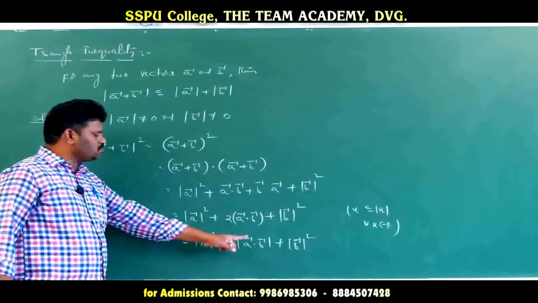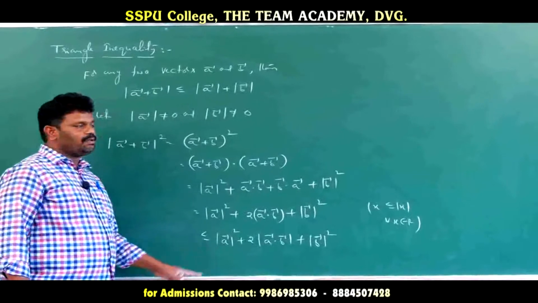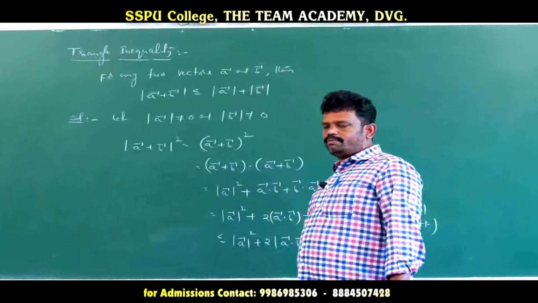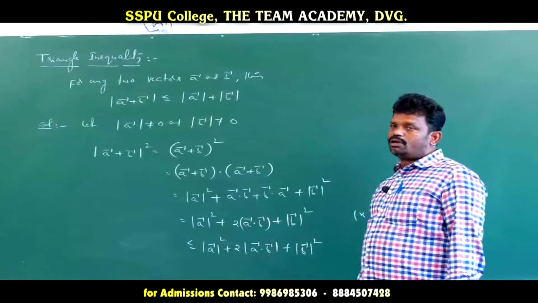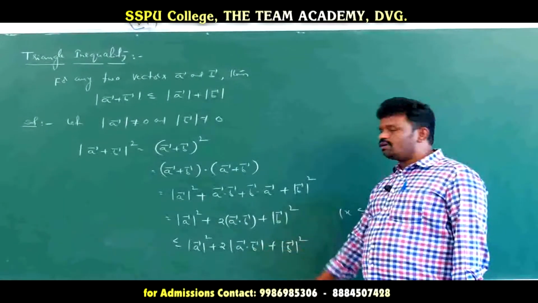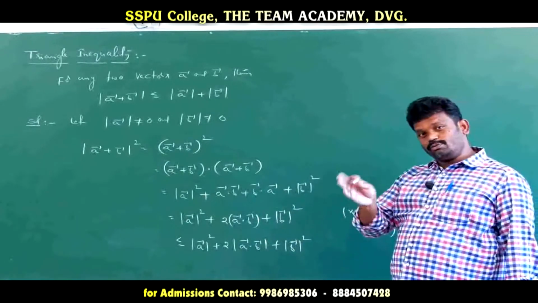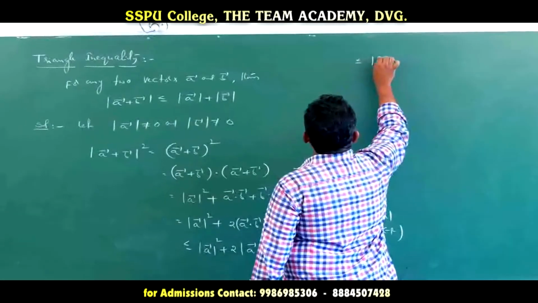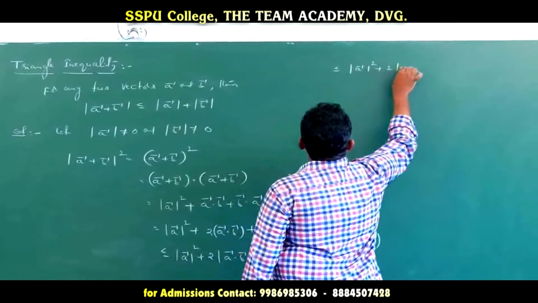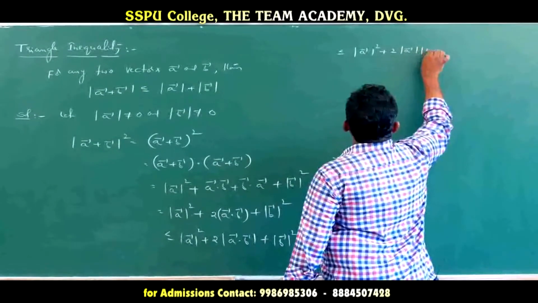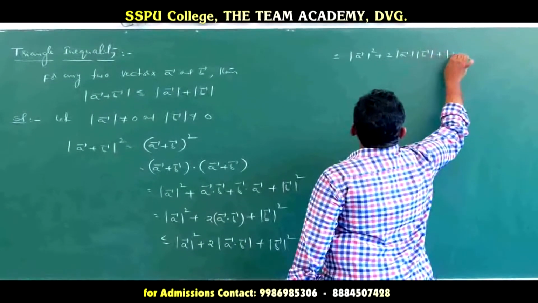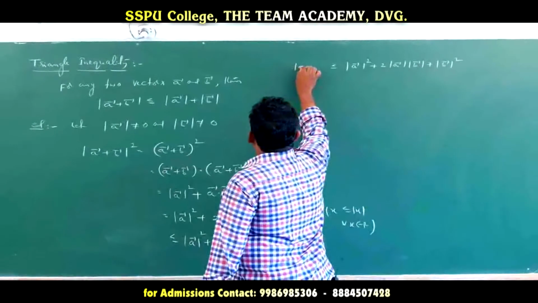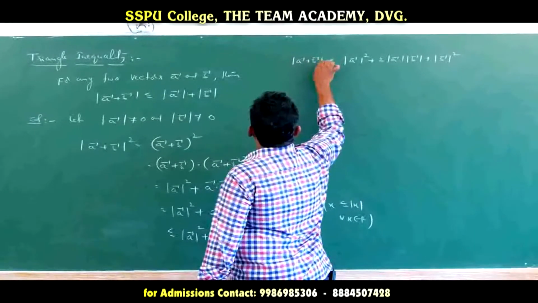Now, using the Cauchy inequality we just derived, magnitude of A bar dot B bar is less than or equal to magnitude of A into magnitude of B. So replacing again, this is less than or equal to magnitude of A bar square plus 2 into magnitude of A into magnitude of B plus magnitude of B bar square. Now this value is equal to magnitude of A bar plus B bar whole square.